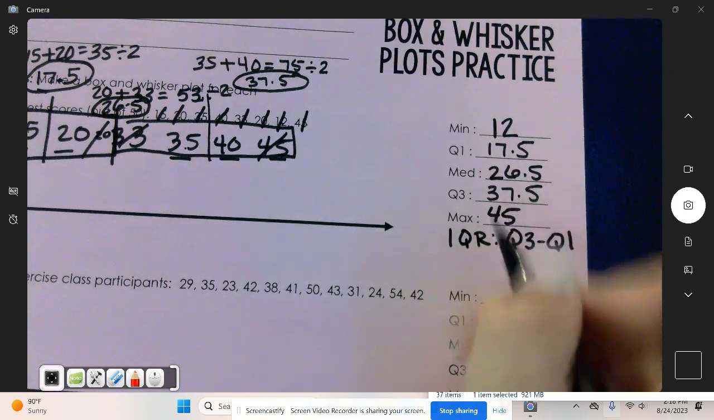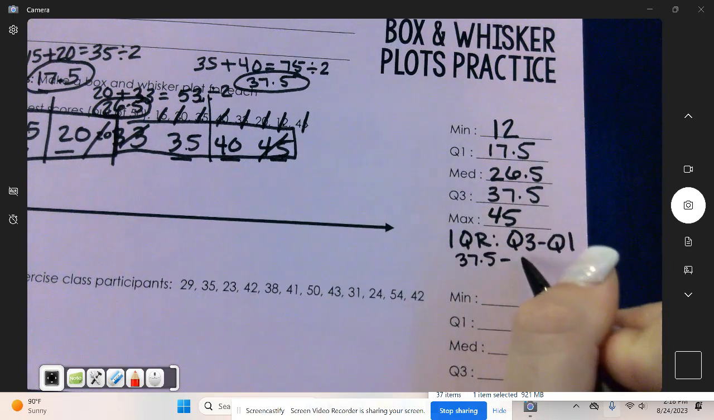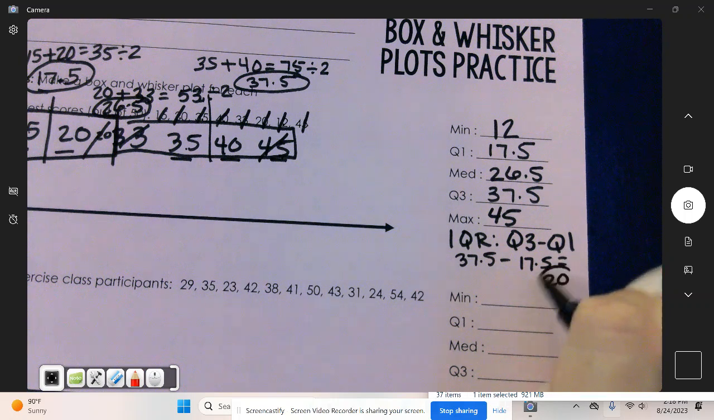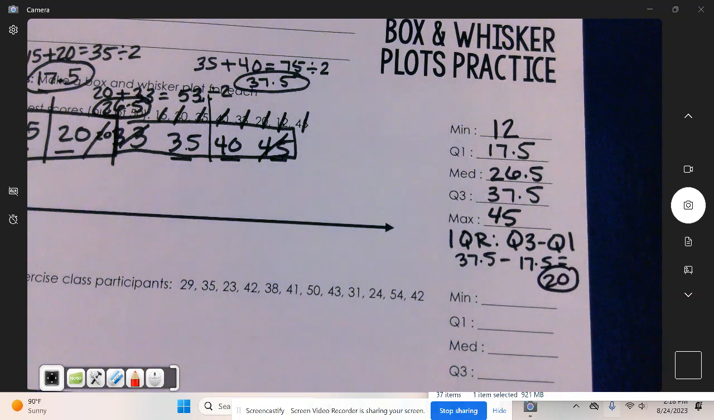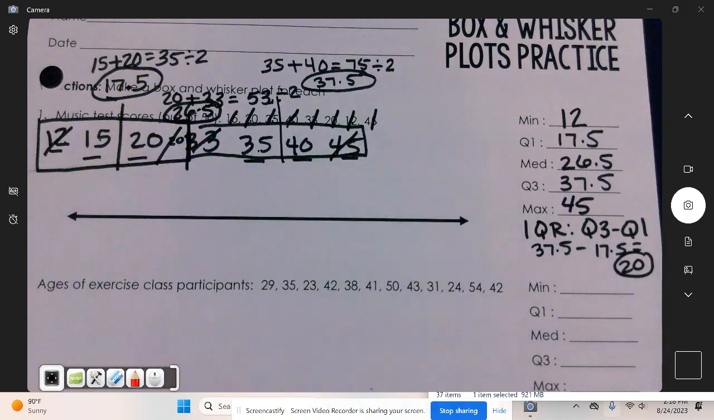So here we have our Q3 is 37 and a half minus our Q1, which is 17 and a half. When I subtract those two, I get what? 20. You're right, 20. Tomorrow we're going to talk about how we're going to take all these numbers and put them on this number line to make a box and whisker plot, but we're not making box and whisker plots today. We're just going to focus on finding our numbers today.